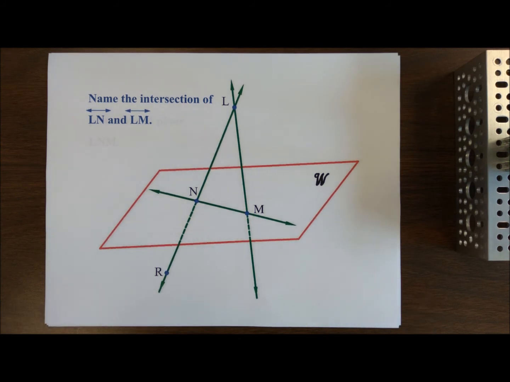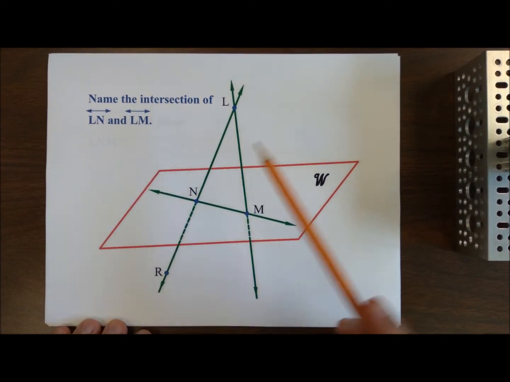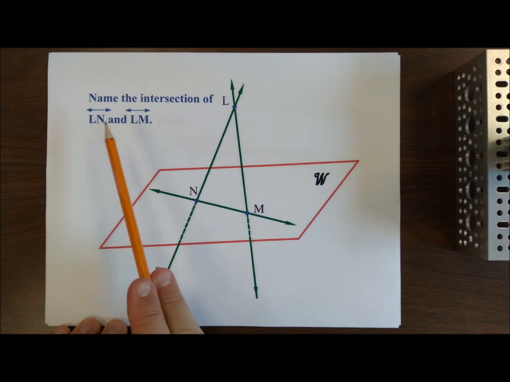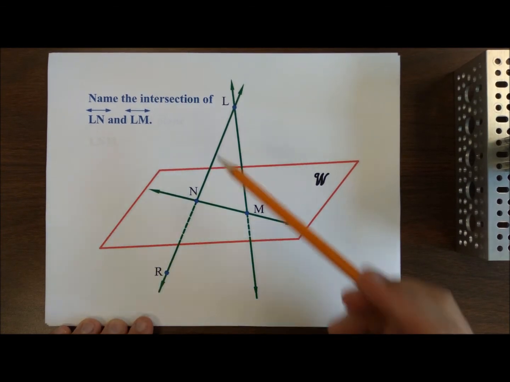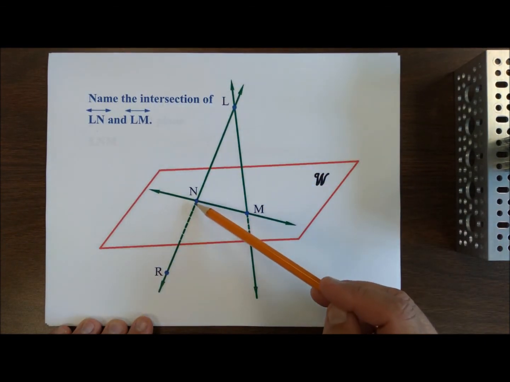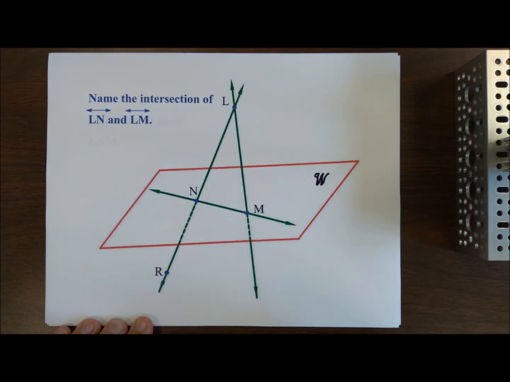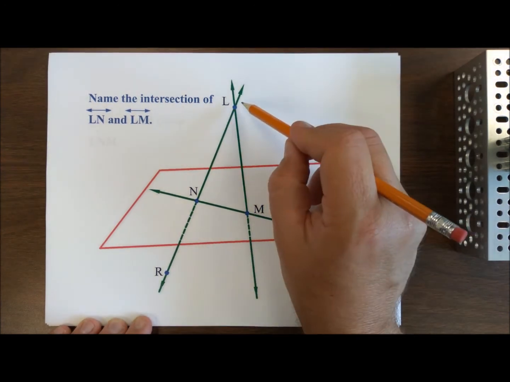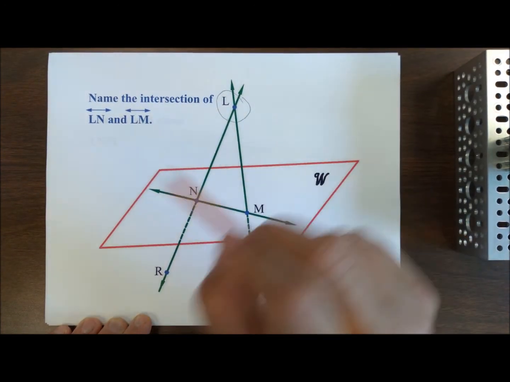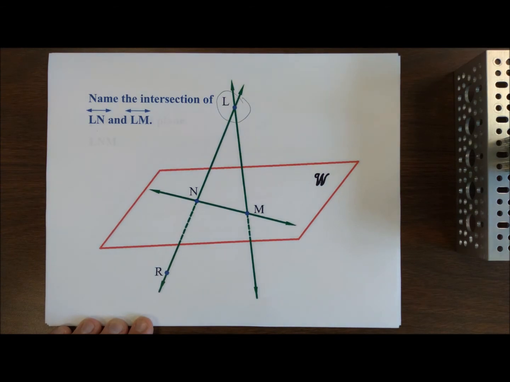Okay, using that same diagram, could we name the intersection of line LN and line LM? So LN and LM, where do they intersect? Where do they cross? Or what point do they share in common? Well, it turns out that those 2 lines intersect right there at point L.